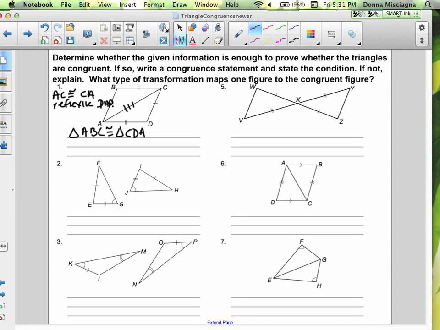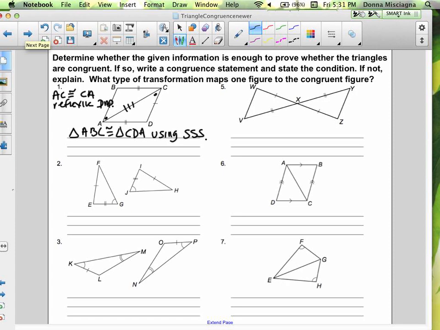And I'm going to abbreviate the congruence postulates. We have side, side, side, triangle congruence postulate. We're just going to put side, side, side. All right, what transformation would map ABC to triangle CDA? So A here has to come over here to the C. So it's not going to be a reflection. It's going to be a rotation.